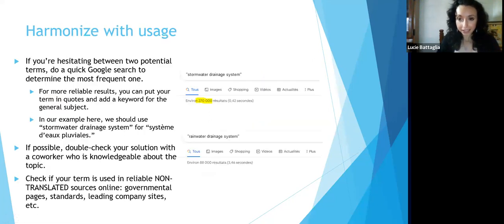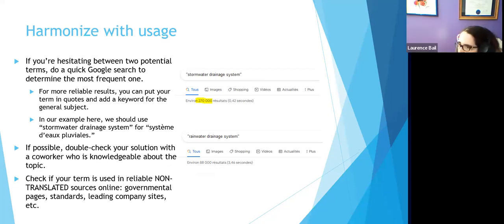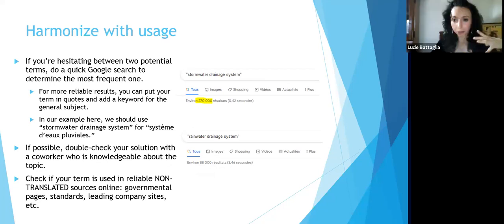After you've done that, and the client has answered you, if you're hesitating between two terms, you're going to harmonize with usage, meaning you're going to check if it's used in real life scenarios. So you're going to put both your propositions in between quotes and see which one lands the most hits on Google. Here I have stormwater drainage system and rainwater drainage system. I found that stormwater is much more common, so I use that.